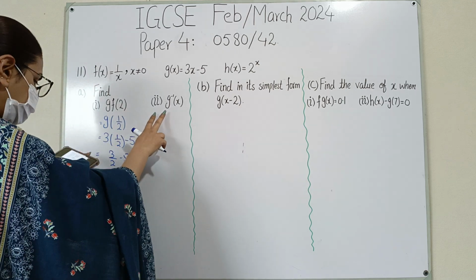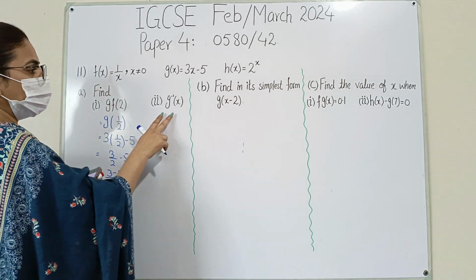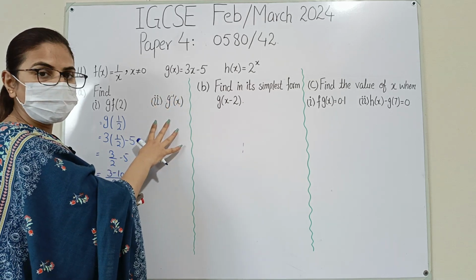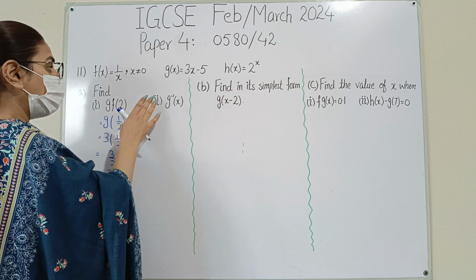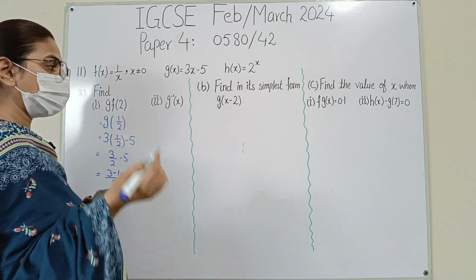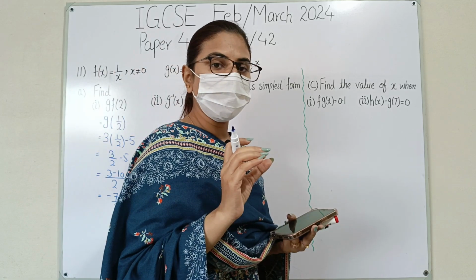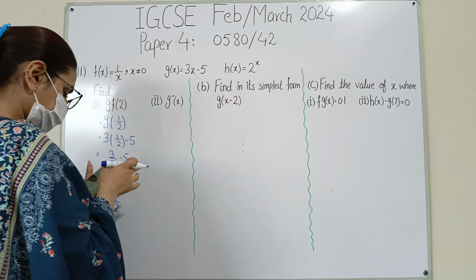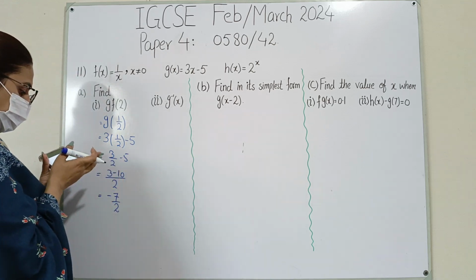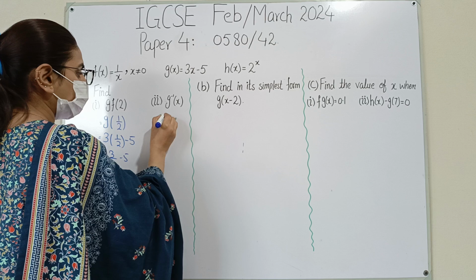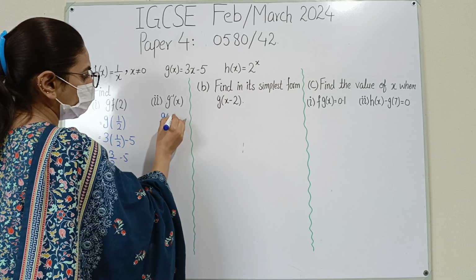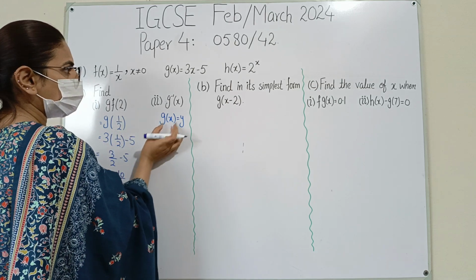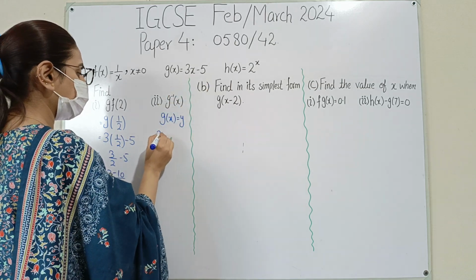Now let's move toward the second part. Here you have to find the inverse of this function. This is just a sample question. He can ask you to find f inverse or h inverse as well. You have to follow the steps in order to learn how to calculate the inverse of a function. First of all, keep 2 points in your mind. g of x is always equal to y. Here put the value, g of x is equal to 3x minus 5.